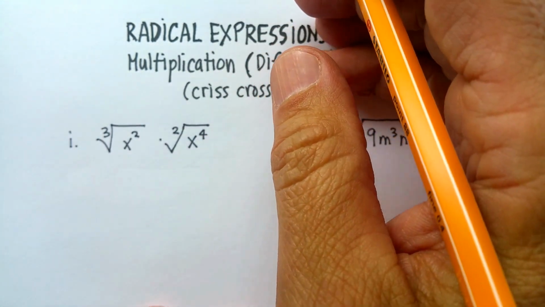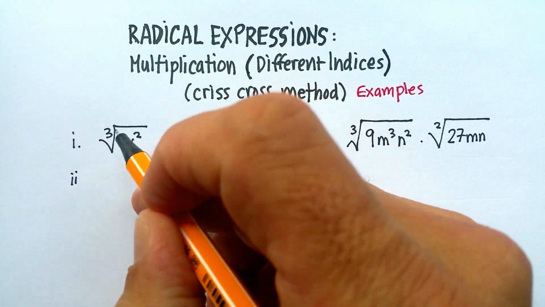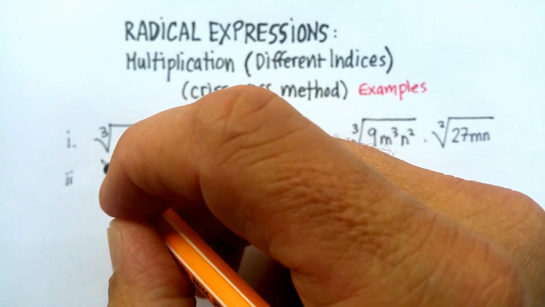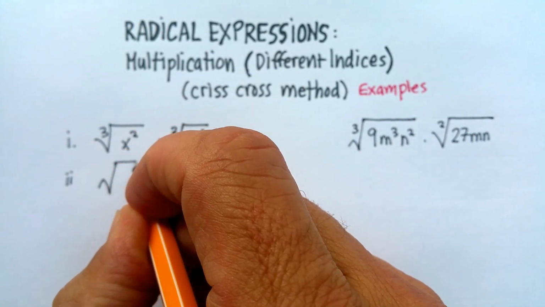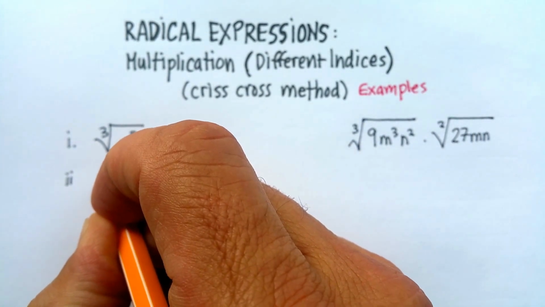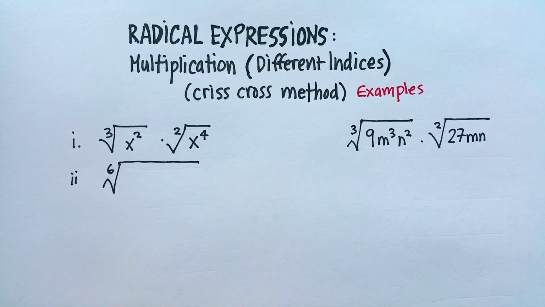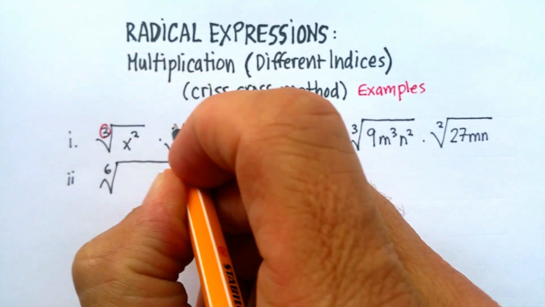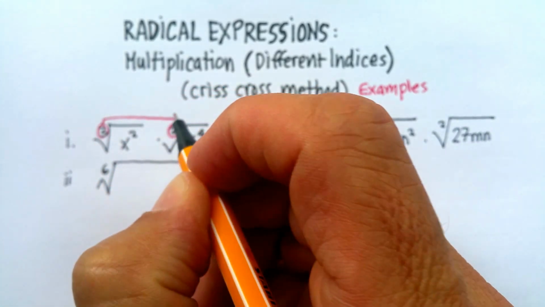Now, in this method, what you do is, first of all, look at the indices and multiply them. So cube root and square root: I'm going to multiply 3 times 2, and I'm going to get the 6th root. Let me show you how this looks. It's almost like doing a little triangle. So I've got a 3 and a 2 there. Just multiply these two first.